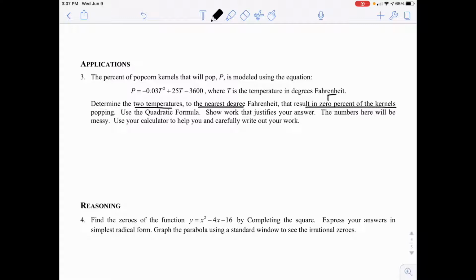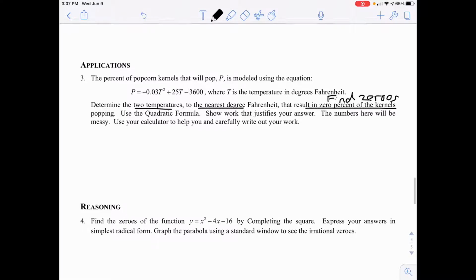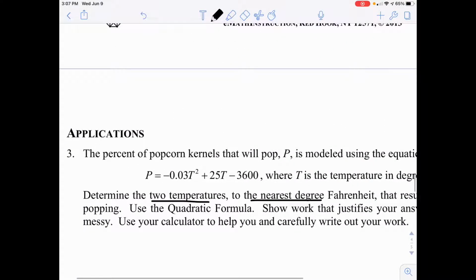What are we doing here, guys? We're finding zeros. Finding zeros of that function right there. So again, don't let this intimidate you. Just because it's a word problem, so what? That doesn't matter. It's still the same work. So what I'm going to do is set that function equal to 0.